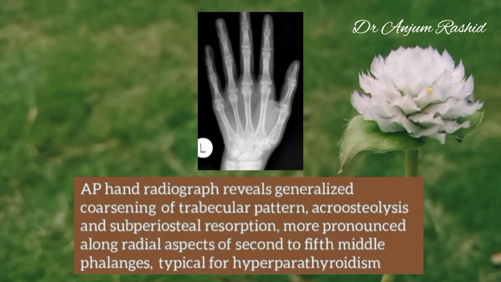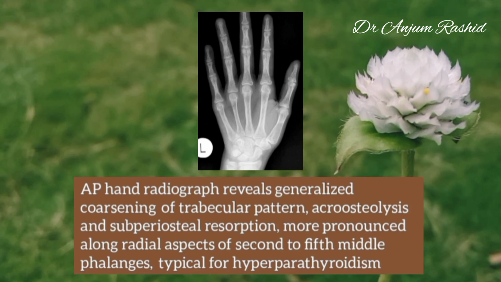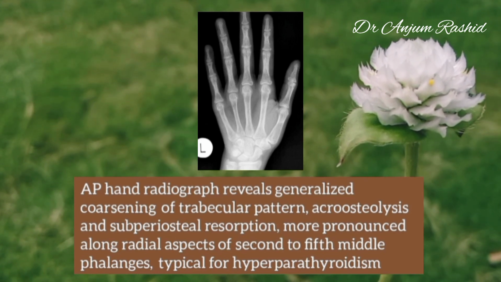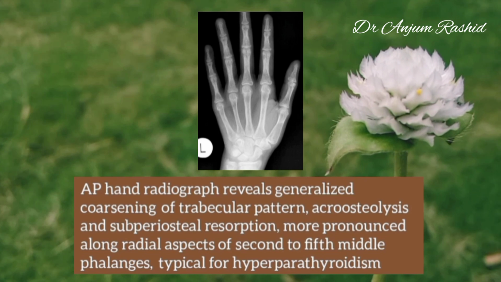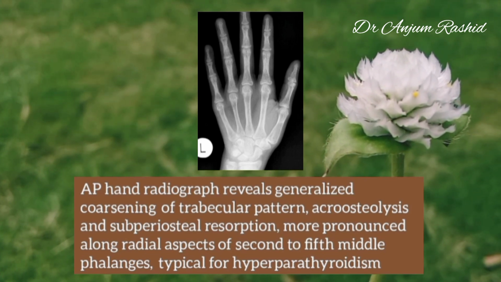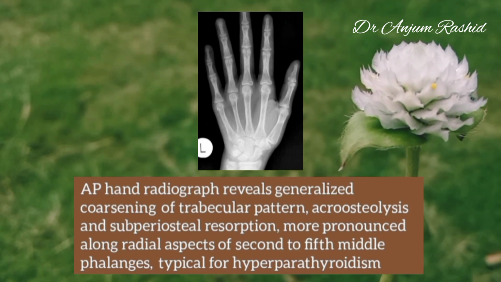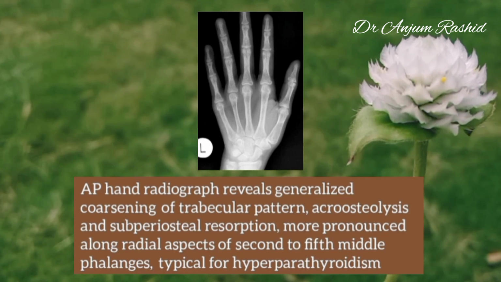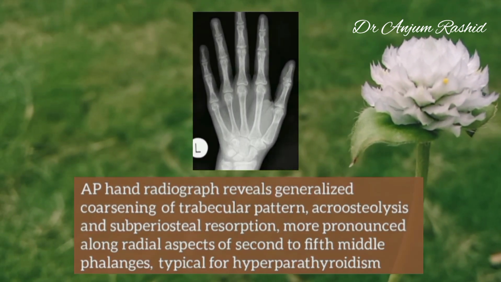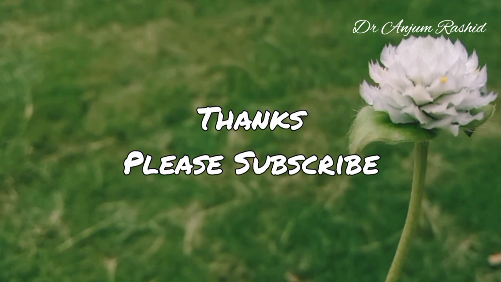Now, this is an AP hand radiograph. It shows generalized coarsening of the trabecular pattern, acroosteolysis and subperiosteal resorption, which is more pronounced along the radial aspect of the 2nd to 5th middle phalanges. All this is typical for hyperparathyroidism.